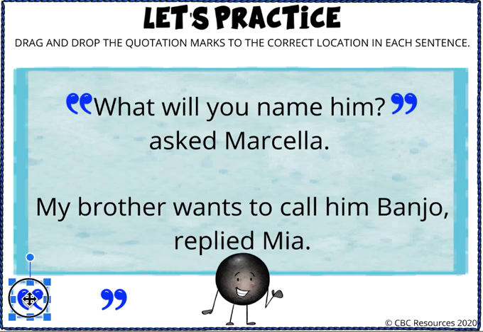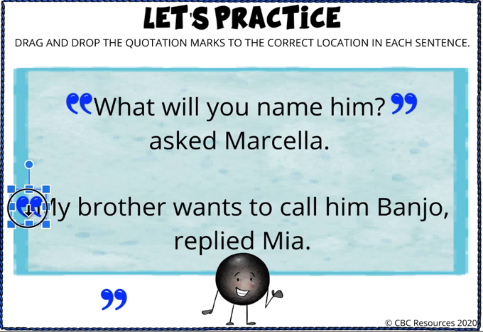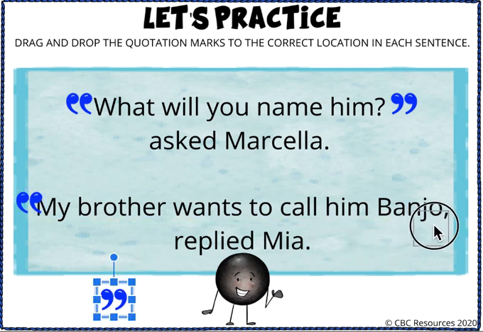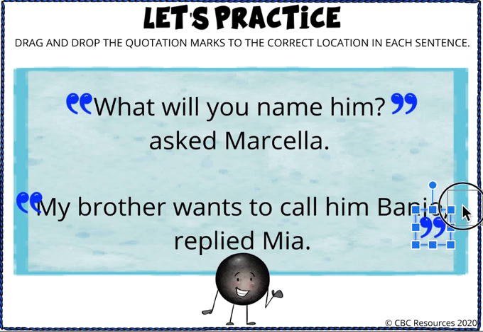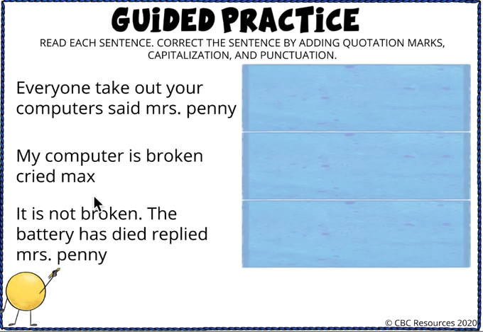Okay, welcome back. So let's check this. "My brother wants to call him Banjo." Did you put your quotation mark in front of "my"? If you did, great. And did you put your quotation mark after the comma, after Banjo? If you did, great job, because Mia says, "My brother wants to call him Banjo." And that is a statement. They put a comma, quotation mark, replied Mia, ended with a period. All right, let's try a few more.